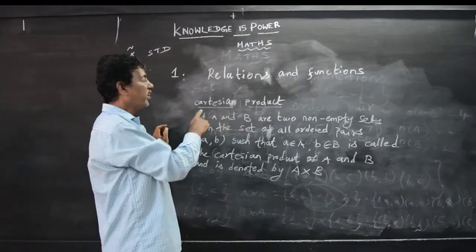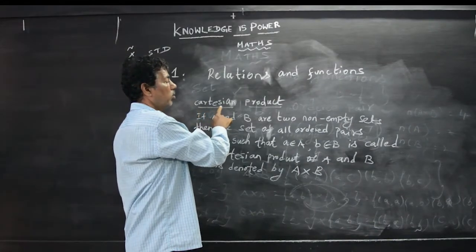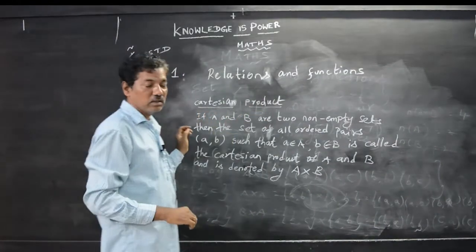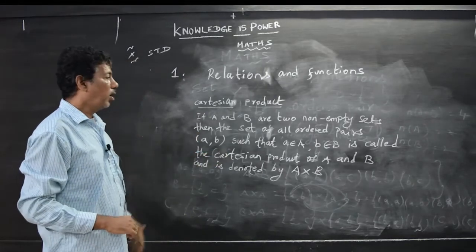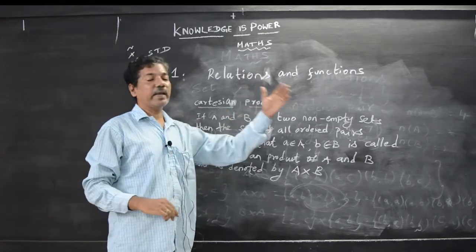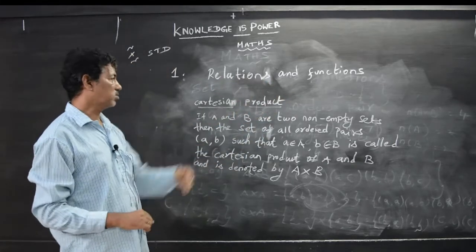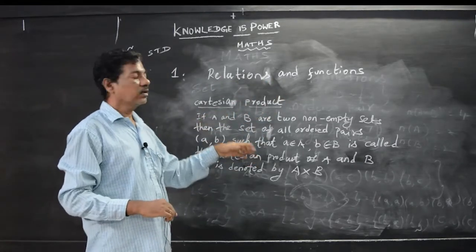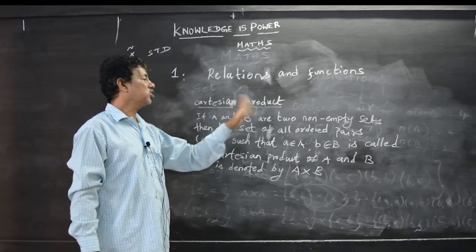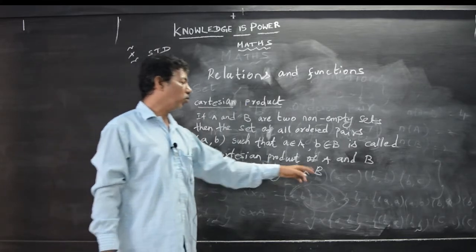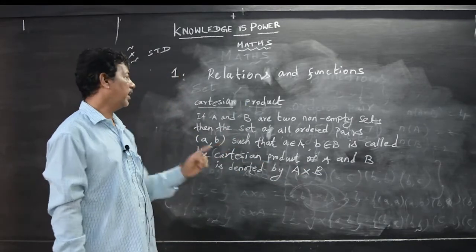So the next division is the Cartesian product. I already told you about it. So this is the definition of the Cartesian product, and based on this we can solve certain sums. First you have to understand the concept of the definition. So what is the meaning of Cartesian product? I already told you A cross B, A cross A, in the same way.